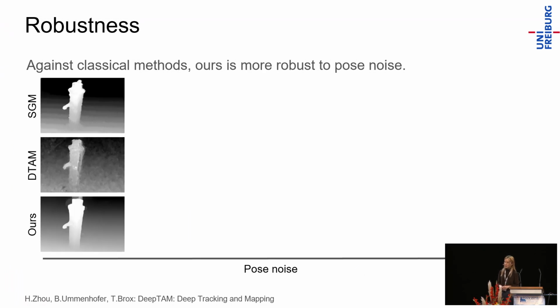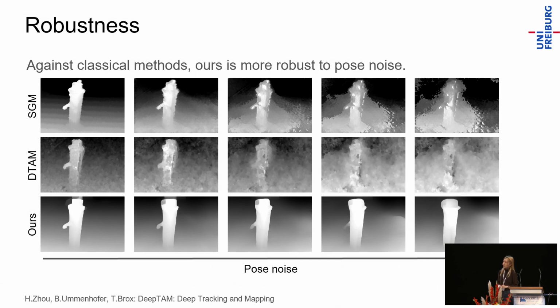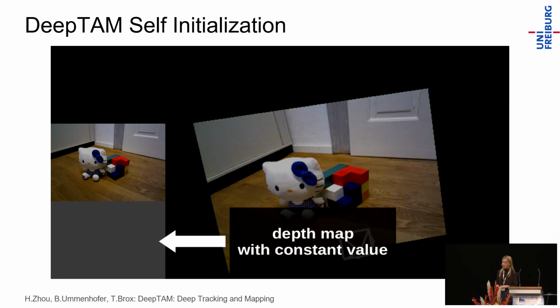Here's another example that our approach is very robust to pose noise. As you can see here, with increasing noise, the classic method really suffers a lot, but our approach is still able to get the main structure of the scenes. And this robustness is very important, not only because it makes the system very unlikely to fail, but also it makes the initialization much easier.